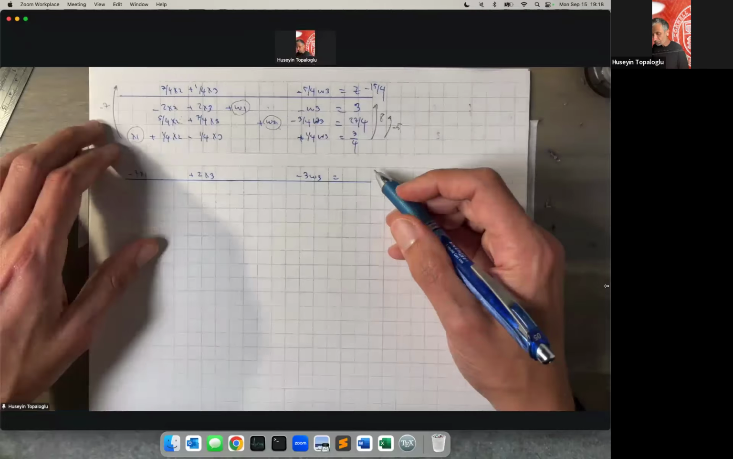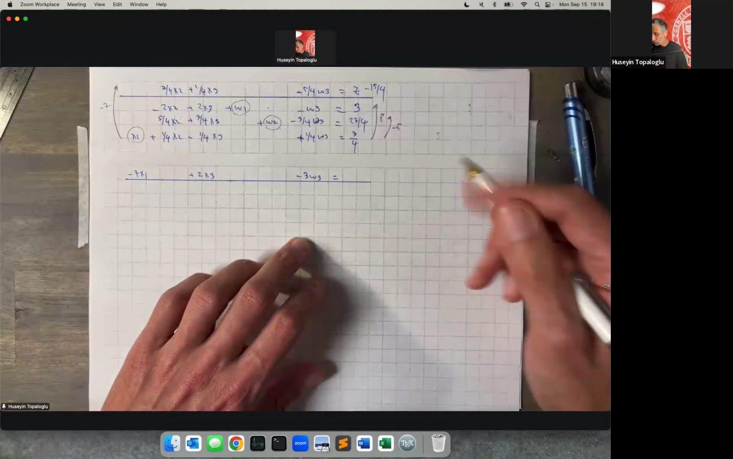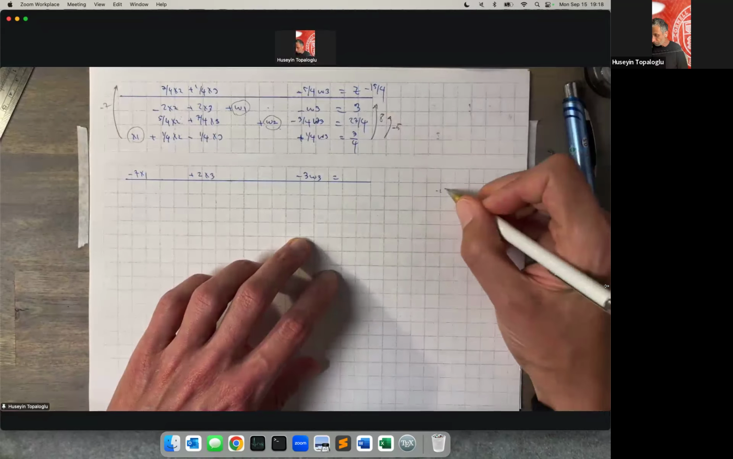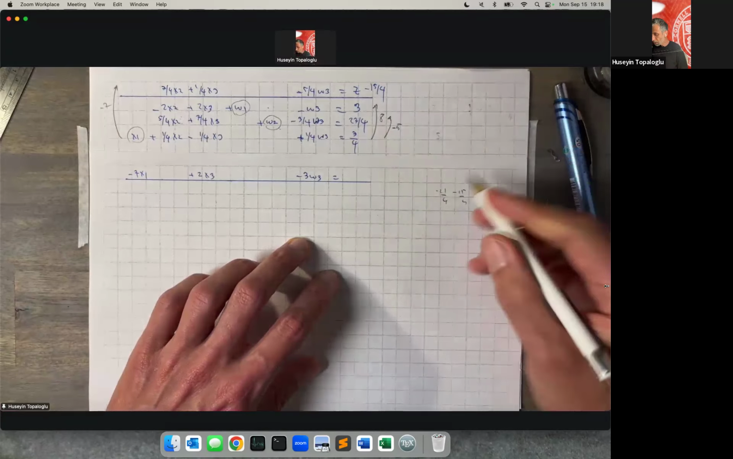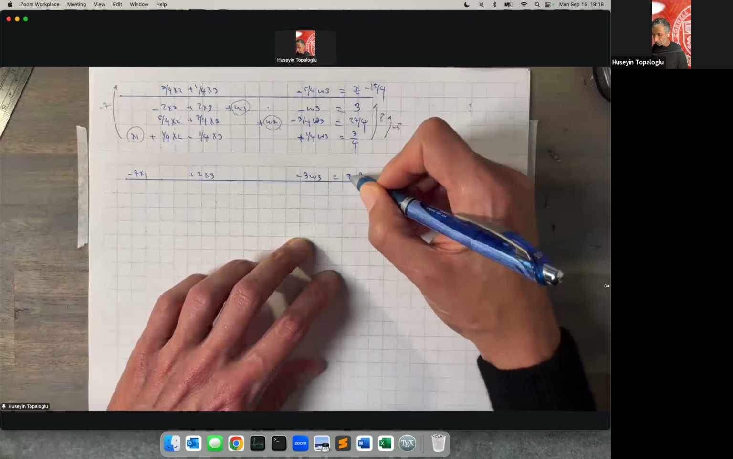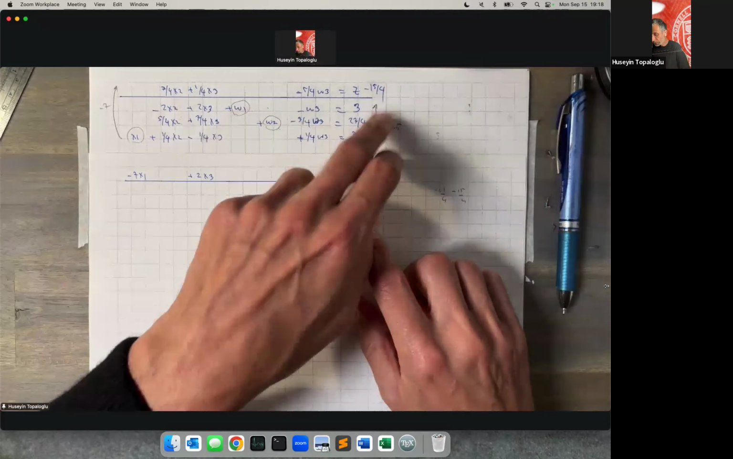What do we have on the right-hand side? 3 over 4 times -7. That is -21 over 4. Plus another 15 over 4. That is going to be -36 over 4. That is a -9. Good. Let's take care of the first constraint row.